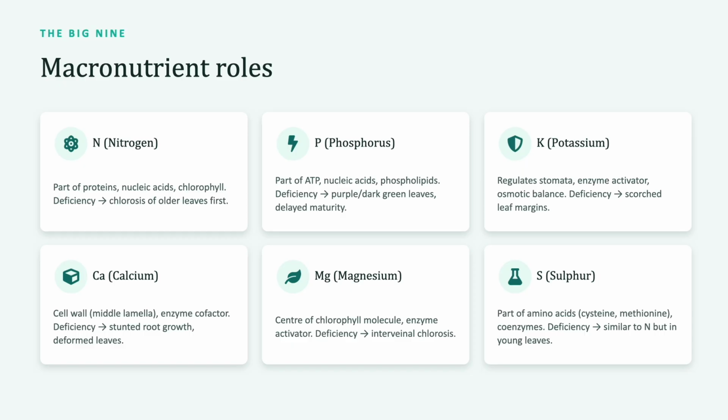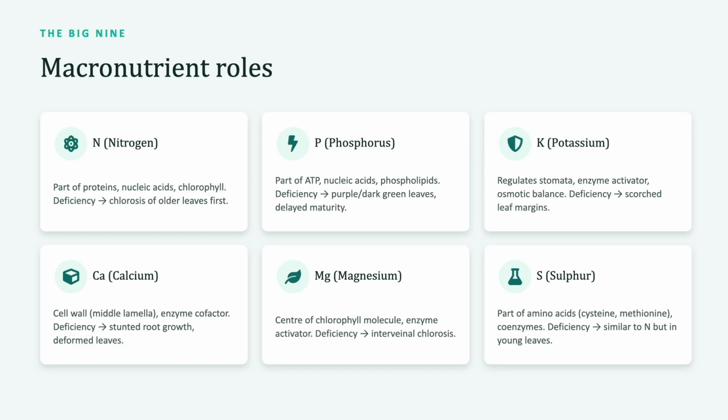Phosphorus is in ATP, nucleic acids, and phospholipids. Deficiency gives leaves a purple or dark green color and delays maturity. Potassium regulates stomata, activates enzymes, and maintains osmotic balance. Deficiency causes scorched or burned leaf margins. Calcium is in the cell wall's middle lamella. Deficiency stunts roots and deforms new leaves.